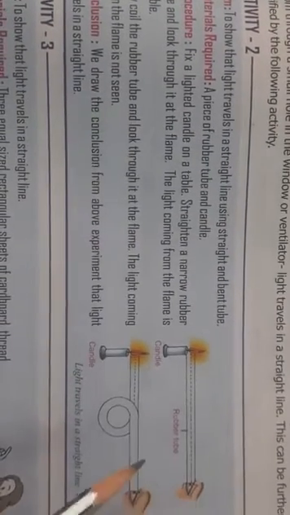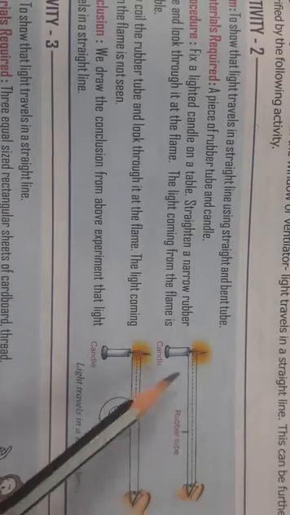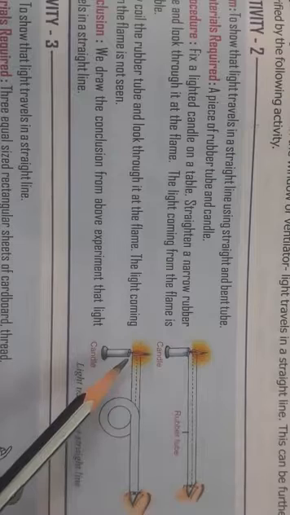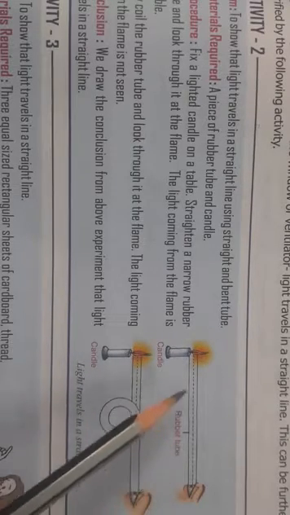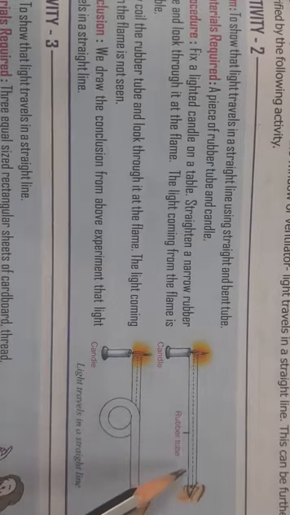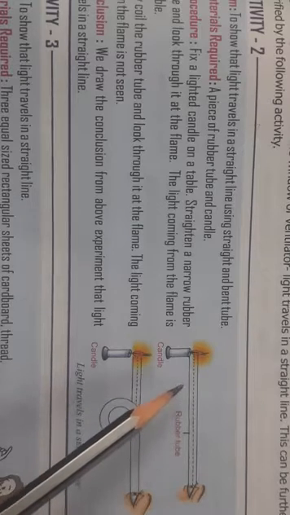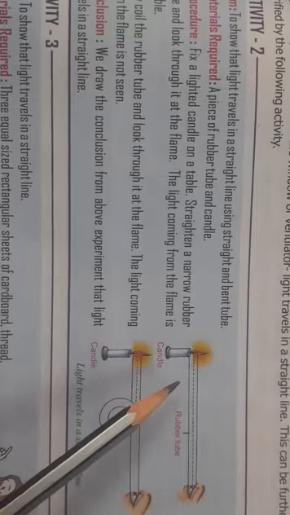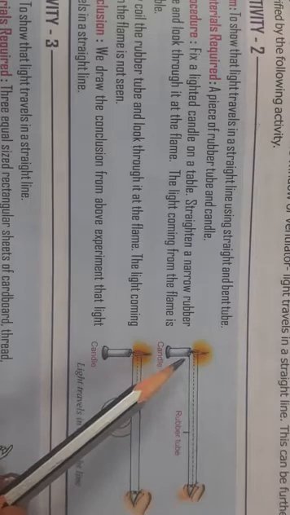You have already done this in class 6. What you have to do? You have taken a candle, and then you have taken a piece of rubber tube. You have fixed the candle on a table, and then you look through this narrow rubber tube at the flame. Now what will you see? You will be able to see this flame very easily.